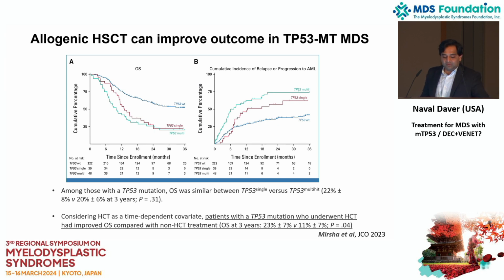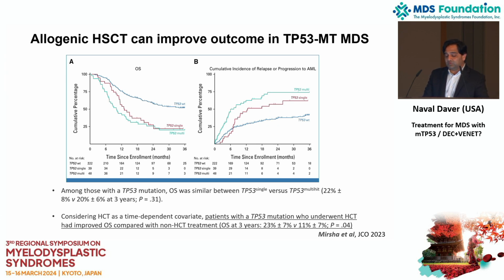Similar data from the Moffitt group, where they looked at allotransplant. Here, they do show clearly that both the single and multi had inferior outcomes, but again, they had about a 23% survival at 3 years. If you had no transplant, the survival at 3 years was 10 to 11%. So of course, it's depressing, but at the same time, 23% is better than 10 to 11%.